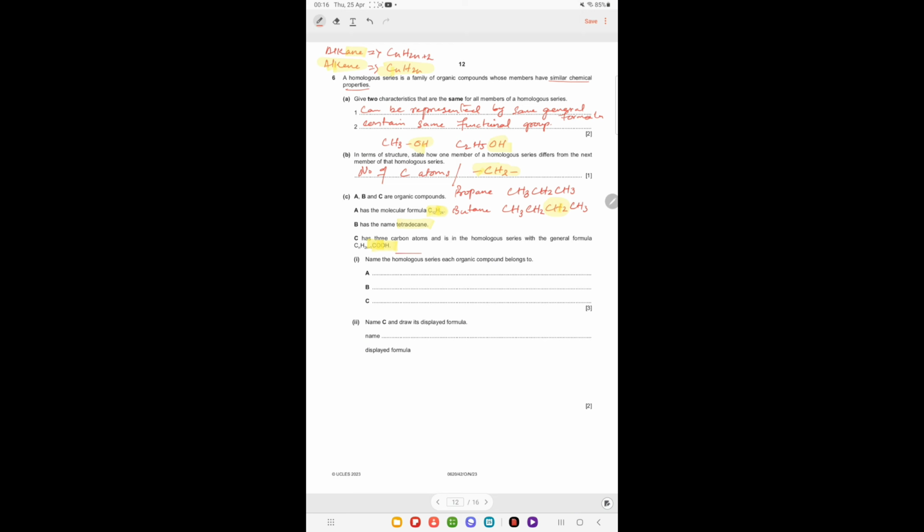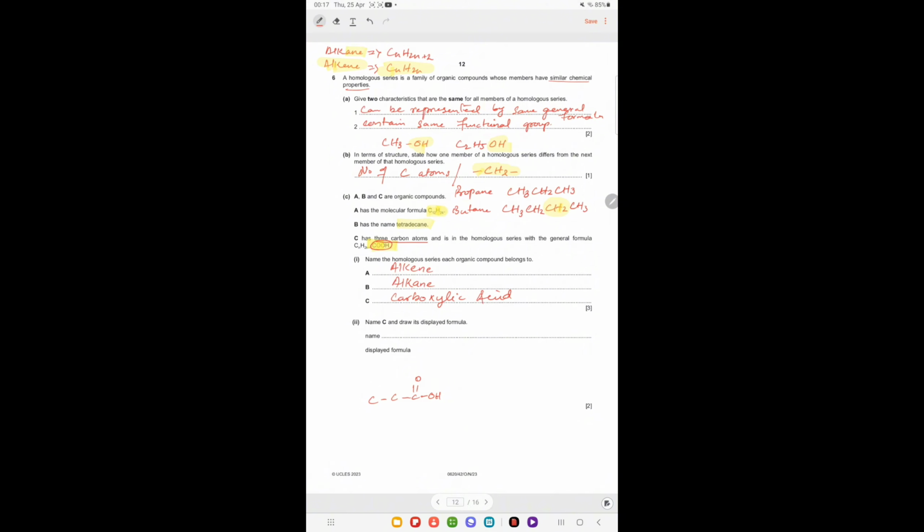Let's start writing the names. A is alkene, B is alkane, and C is carboxylic acid. Name C and draw its structural formula. C has 3 carbon atoms. So one carbon atom is for making the carboxylic group, this one. And we need to adjust 2 more carbon atoms.